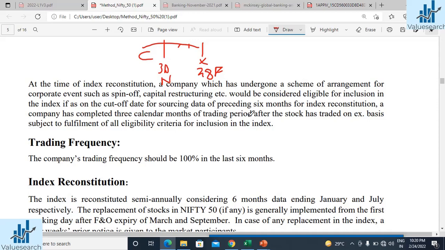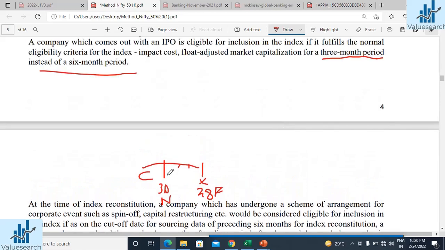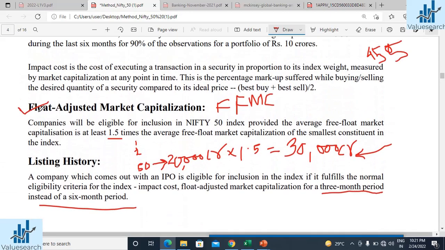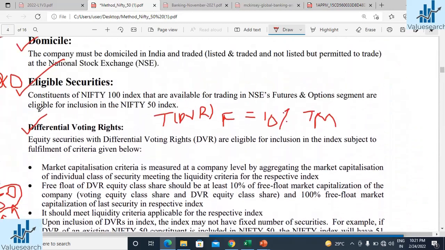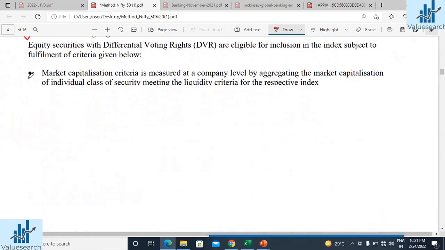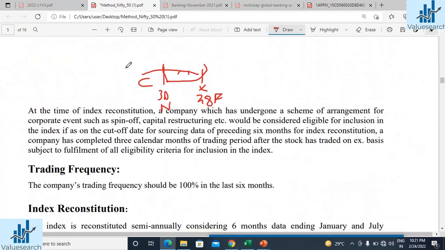It has completed 3 months of trading period after the stock has traded on NSE. So this share has traded in the share market for, let's say, the last 3 months. After this date, this share has to be traded in the stock market for these 3 months. This is subject to fulfillment of all eligibility criteria for inclusion in the index. So in these 3 months, the company has to comply with all these things: float adjusted market capitalization, liquidity, DVR, eligibility, eligible securities, domicile, all these conditions for companies which had this kind of corporate action.